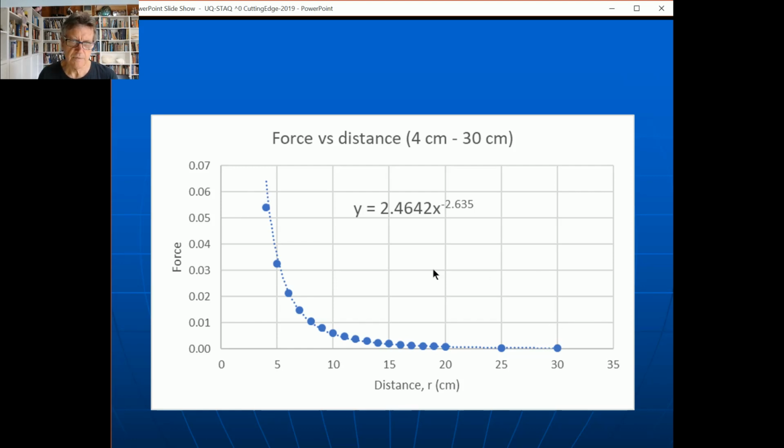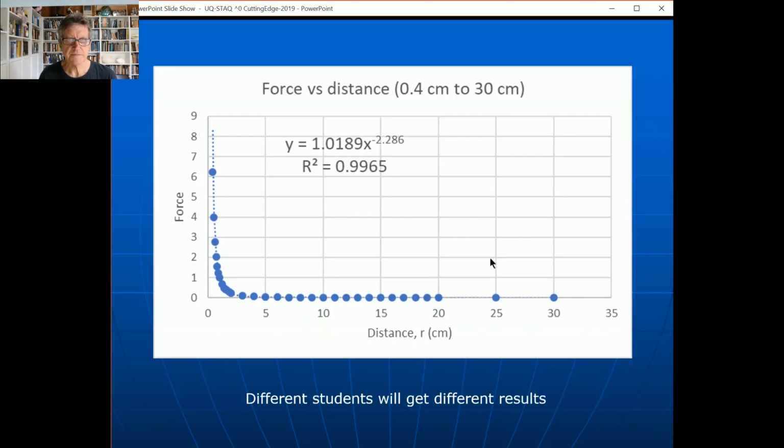Now you could say, what about, you know, shorter than that or longer than that? Well, let's have a look. Let's have a look right down here where it's 0.4 of a centimetre all the way up to 30 centimetres.